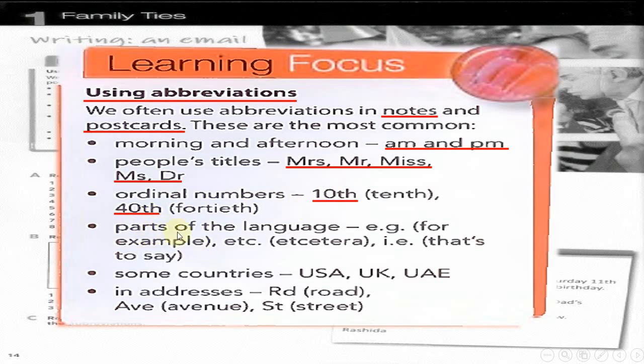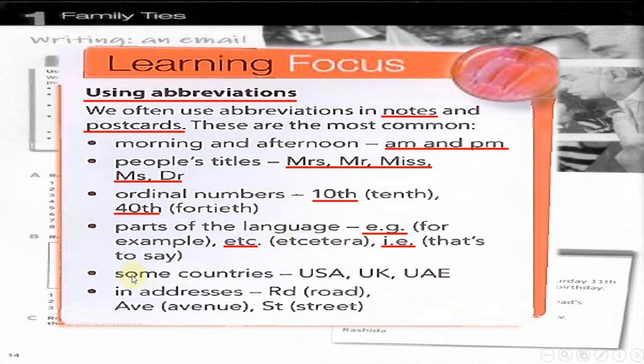For parts of the language, for example, E.G. which means for example. So instead of using for example, we use EG. For etc., we use etc. This abbreviation is instead of this one. IE instead of that is to say. So these are the abbreviations that we are going to use in our emails.